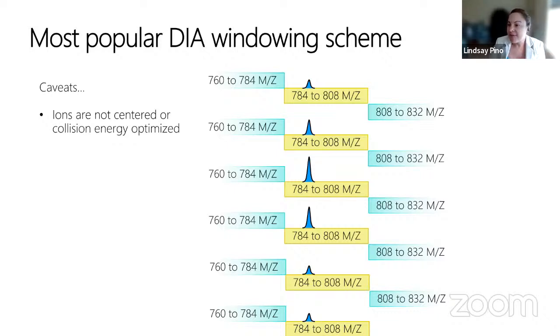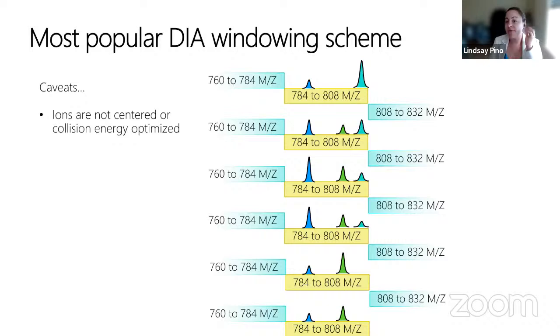But we do have caveats when we're doing these DIA style experiments. This is more for the mass spectrometry crowd. If you're coming more from a biology background, this is a little in the weeds for you. You don't have to understand the details of this, but for the mass spectrometrists, the ions aren't necessarily going to be centered, and your collision energy is not going to be optimized for each individual peptide.